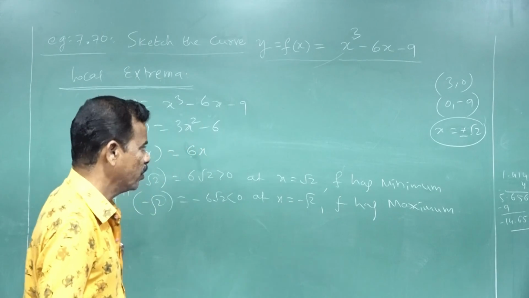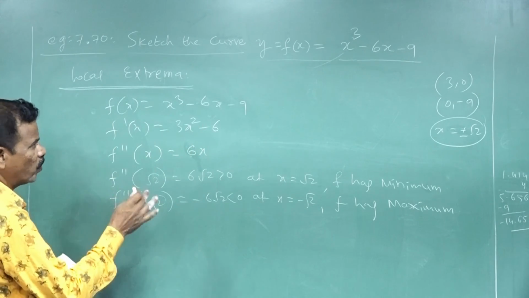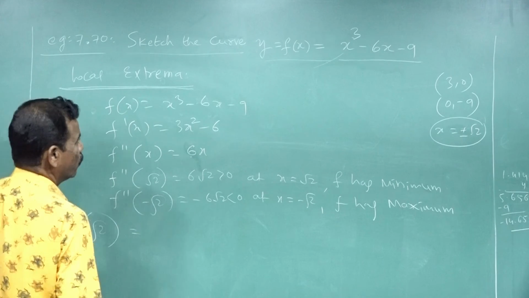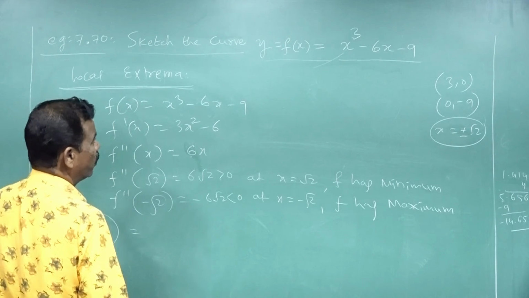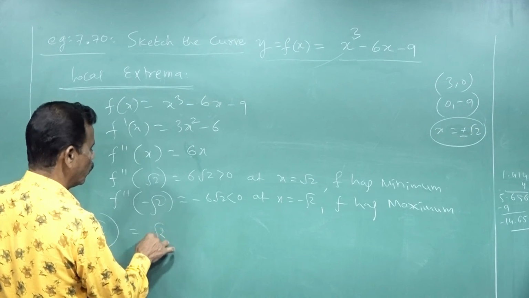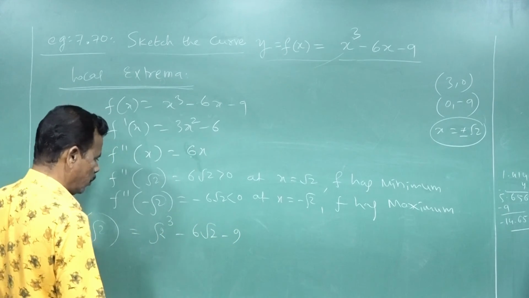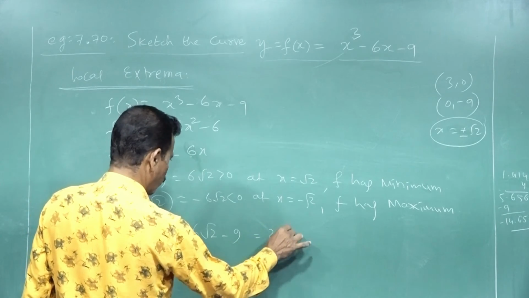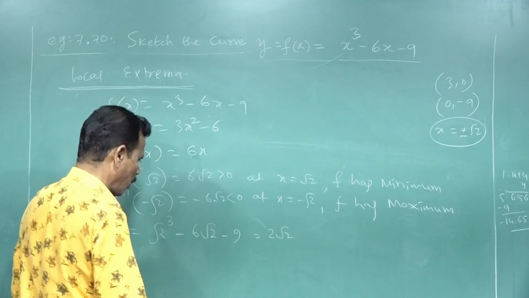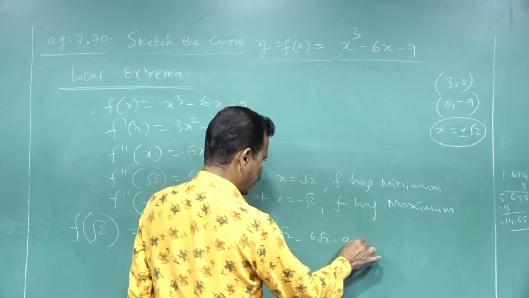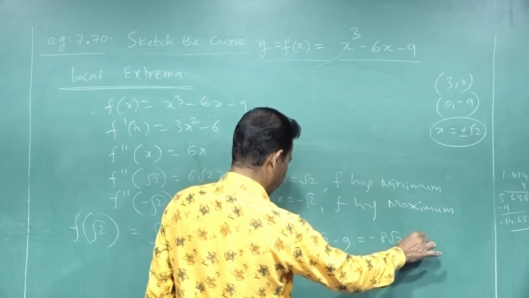Those values, that is, we substitute root 2 in the given function. F of root 2 value: root 2 cube minus 6 into root 2 minus 9. So this value is 2 root 2 minus 6 root 2 minus 9. So this total value is minus 4 root 2 minus 9.